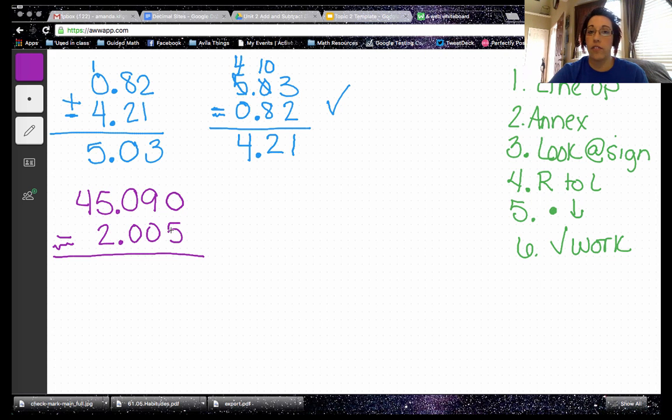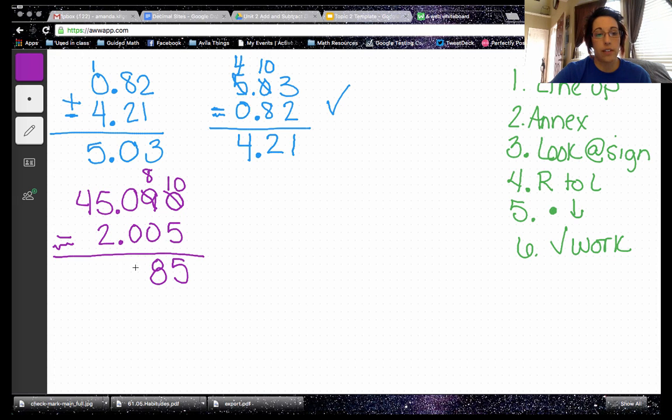Our problem is subtraction. Subtract from right to left. 0 minus 5. We can't do that, so we need to regroup. We borrow 1 from the 9 and make it an 8. We add that 10 to our 0 and get 10. 10 subtract 5 is 5. 8 subtract 0 is 8.